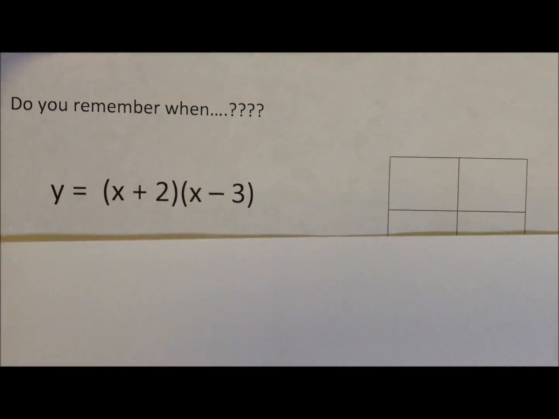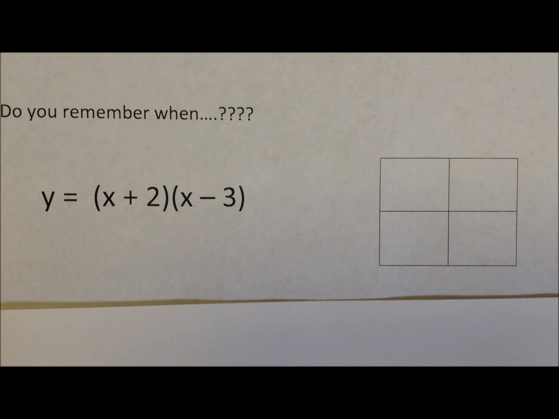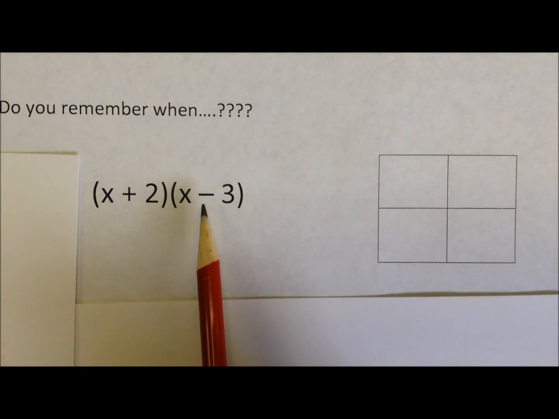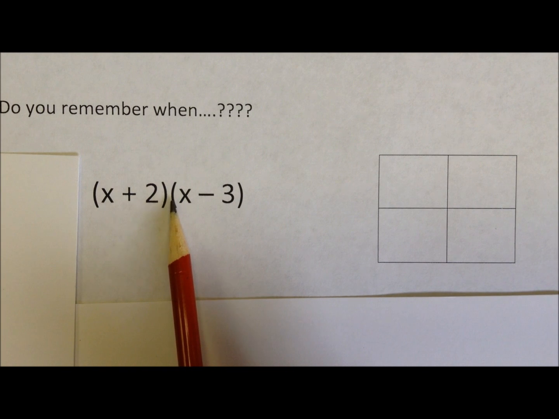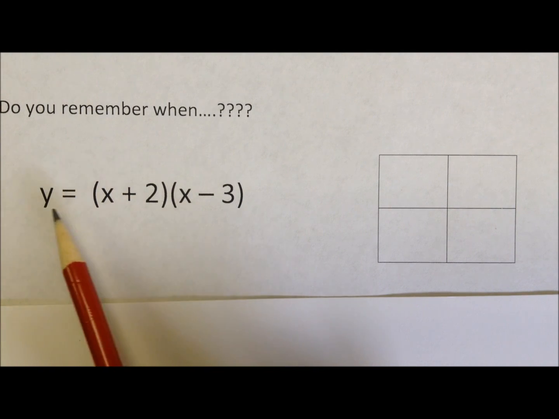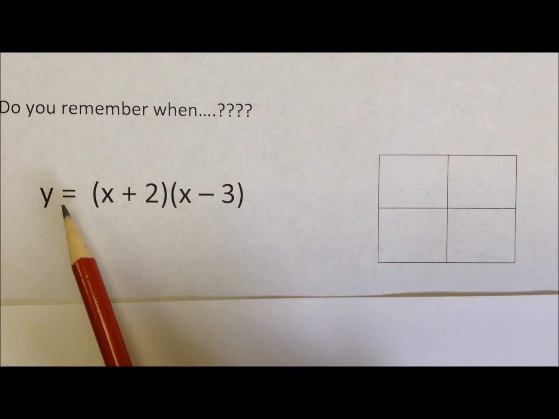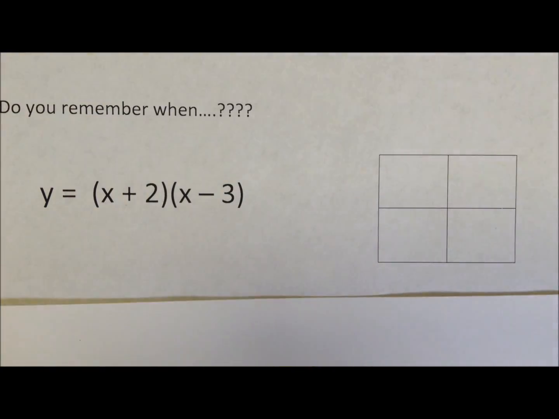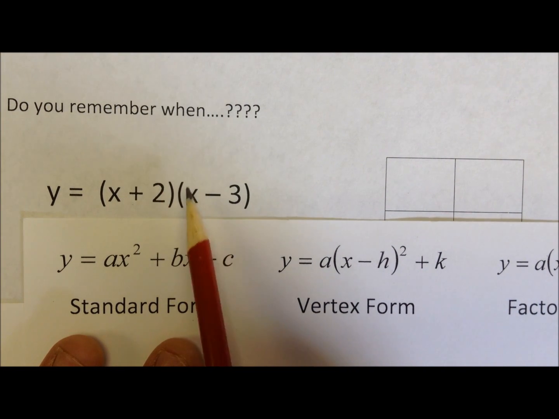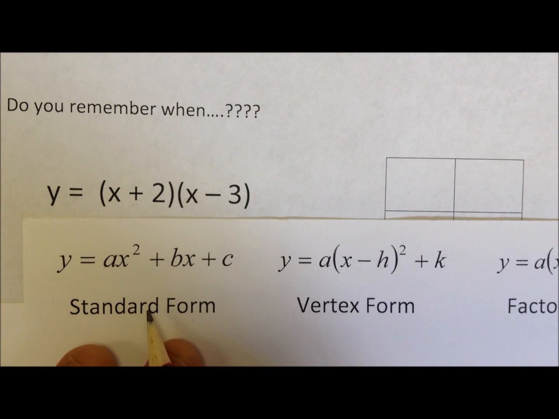All right, so do you remember when we had a problem that looked like this? Well, I hope you do. We had two binomials, and we were multiplying them, so we used the multiplication box. Now, the only difference is we now have the two factors within the context of an equation. Okay? And so we need to ask ourselves, does this problem here look like standard form? Well, no, because there are no parentheses.